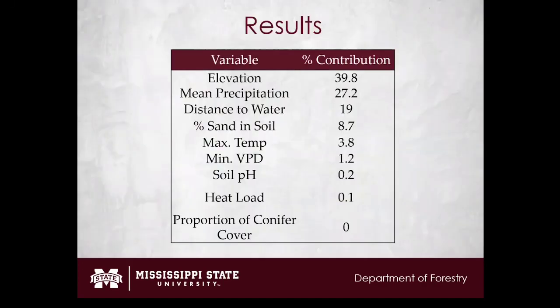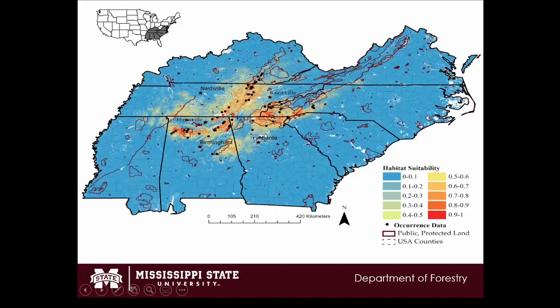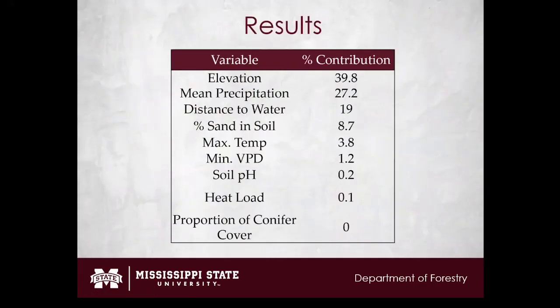Another thing that is really cool about this MaxEnt model is it can actually tell us how much each one of those environmental variables contributed to the overall model. So here you can see elevation contributed almost 40% to the model. So if I flip back, that means that overall, of those map layers that were squished together, elevation was the thing that contributed the most at 40%. And then it was mean precipitation. Distance to water was fairly important for the species at 19%, and then so on.